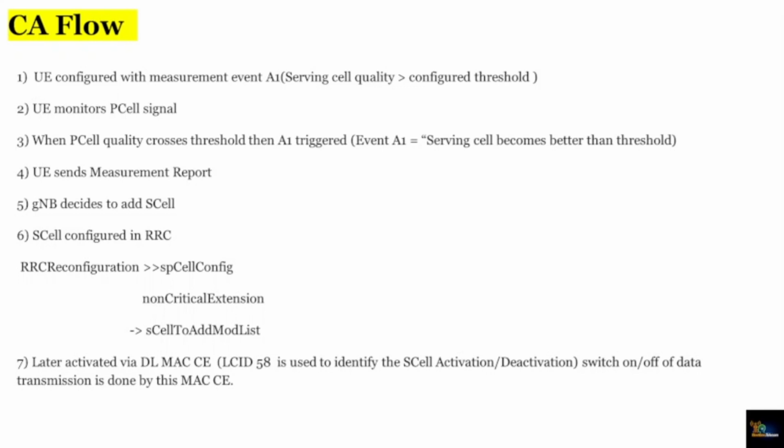In the RRC reconfiguration, you can see here the SCellToAddModList parameter. Through this, the secondary cell will be added. Later, it is activated via the DL MAC-CE. The LCID is used to identify SCell activation and deactivation. So it's a switch on and off. Data transmission is done after this MAC-CE.